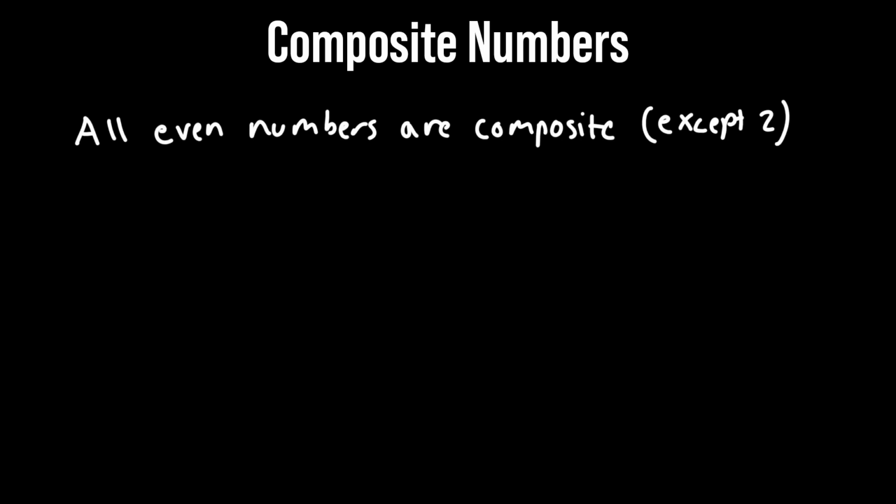Today we're going to learn about composite numbers. The first rule is all even numbers are composite except 2. So if you have a number like 4, there are 3 factors of 4.